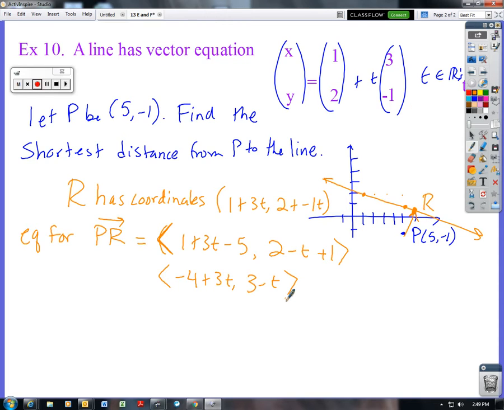That's the vector equation for vector PR, and then we have the vector equation for the line on the top there. Since we want to know when they're perpendicular, we can do the dot product. Oh, you know what though? We don't need the vector equation. We only need its direction vector, so never mind all that. Let's make it easy on ourselves. The direction vector is 3, negative 1.